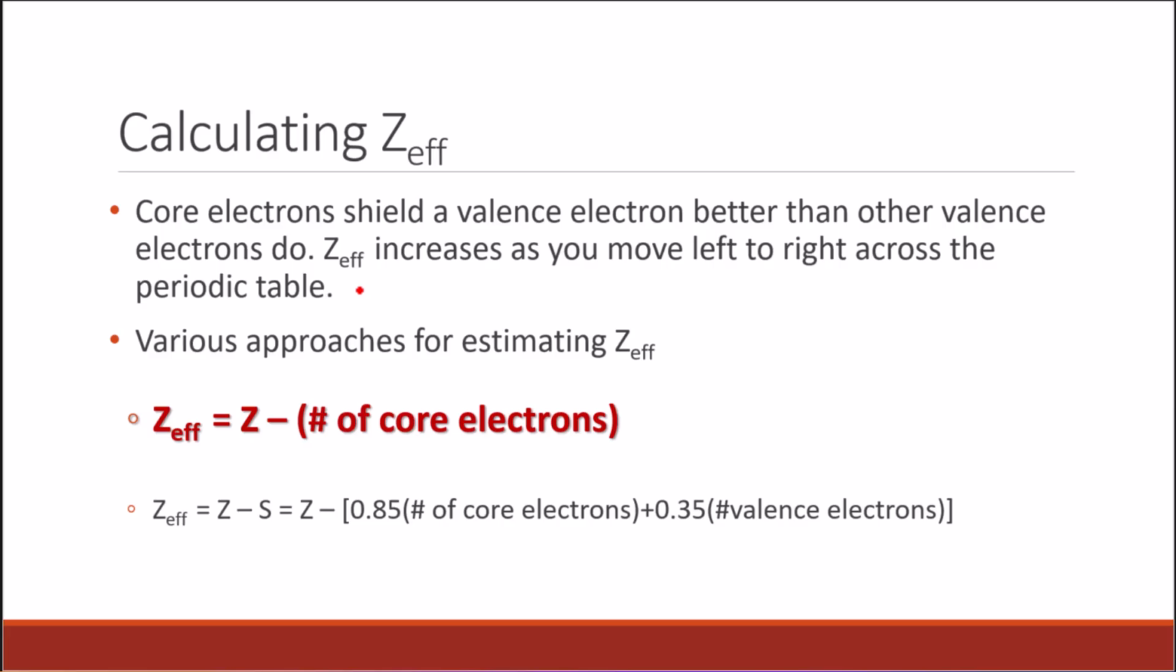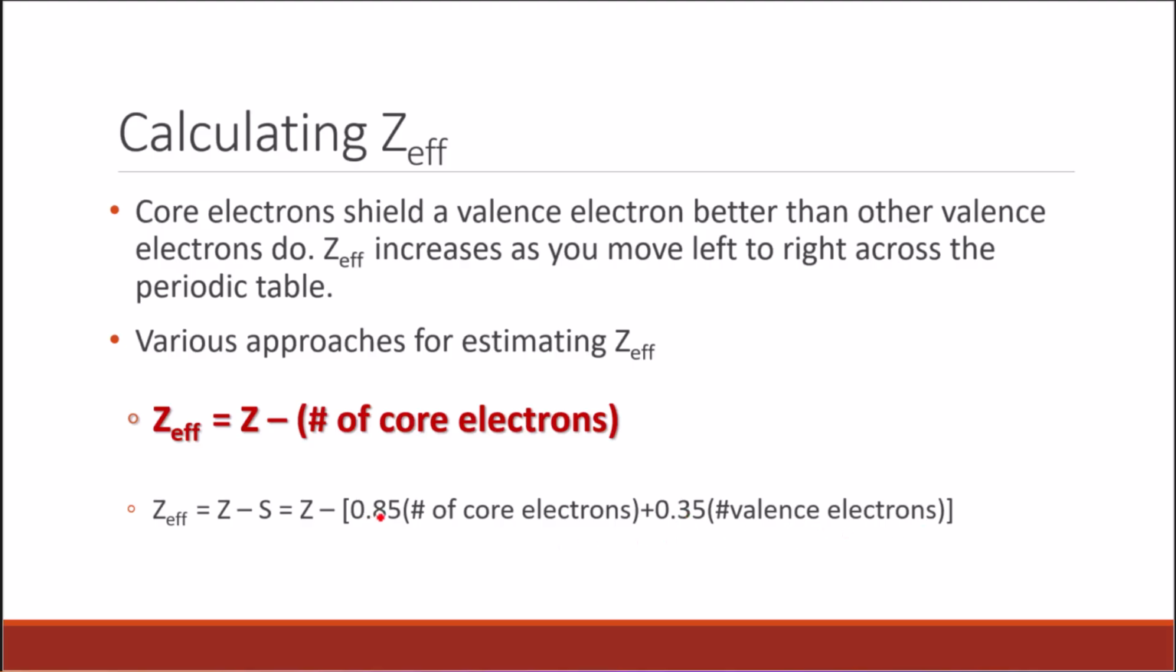If you go from sodium, 11 protons in the nucleus, to magnesium, you've got 12 protons in the nucleus. And as you go from left to right, you keep adding protons in the nucleus, so effective nuclear charge increases. So this is one approach for estimating effective nuclear charge: Z, the number of protons, minus the number of core electrons. That is one approach. And then you could add some component of the valence electron.